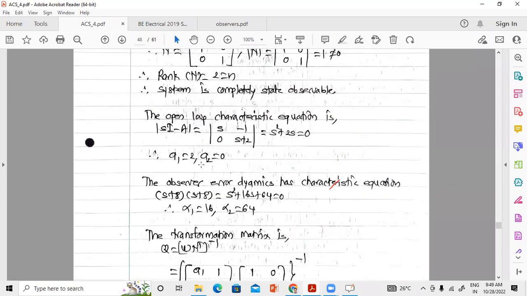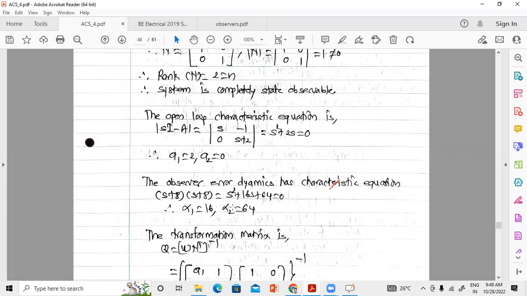Open loop characteristic equation is determinant of sI minus A. So we get s square plus 2s is equal to 0. So with that, a1 is equal to 2 and a2 is equal to 0.